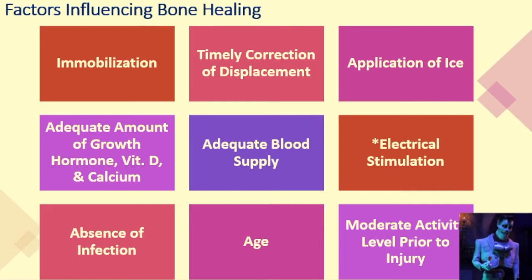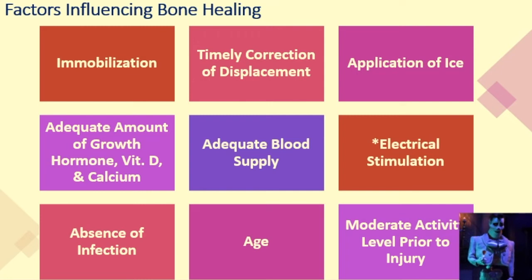Okay, so class, oftentimes when we do the immobilization, especially if we're talking about fracture of the bone, what is being immobilized is the joint above and the joint below your bone. Next, timely correction of displacement. Then you should have the application of ice. So the application class of ice will be able to reduce the inflammatory process, especially on the first day of your injury. Then you have adequate amount of growth hormone, vitamin D, and calcium, which are all crucial for bone growth. Adequate blood supply, which will be able to supply your fibroblast, which is part of the reparative process.